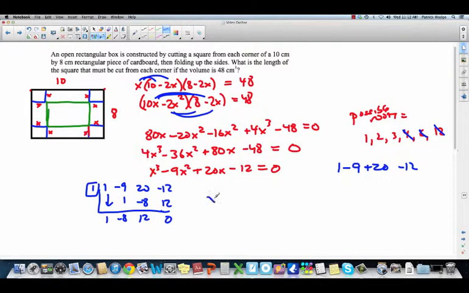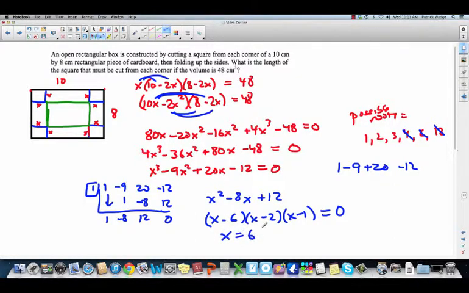What are we left with? x squared minus 8x plus 12. Can we factor that? Yes, we can. Two numbers that multiply to 12 and add to 8: 6 and 2. So x minus 6, x minus 2. And we already found one of them. We found that the root that worked was 1, which means our factor is x minus 1 equals 0. So what are our answers then? 6, 2, and 1.